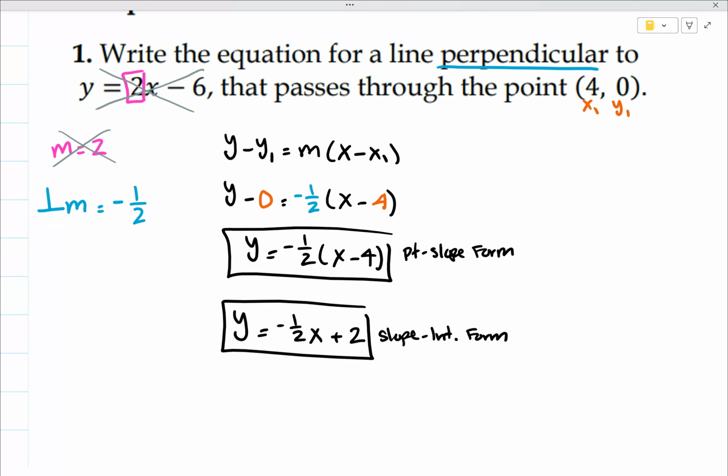So big difference from last week when we did parallel is the slope. Similar process, but the slope is going to be different. All right, I'm going to walk through one more.